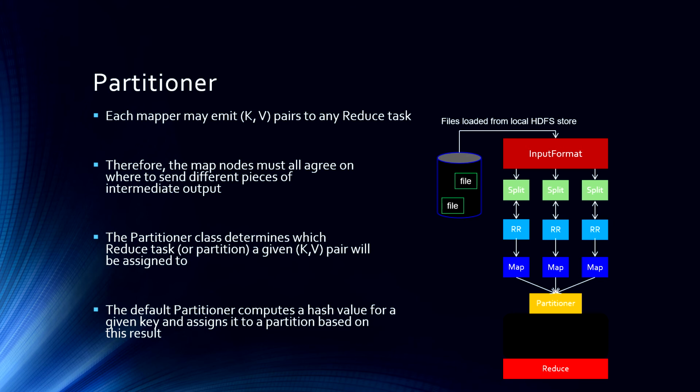Each mapper may emit key value pairs to any reduce task. After the map task, it comes to the partitioner. So firstly we are shuffling and then we are partitioning. Therefore the map nodes must all agree where to send different pieces of intermediate output. The partitioner class determines which reduce task or partition a given key value pair will be assigned to. This is the job of the partitioner class. The default partitioner computes a hash value for a given key and assigns it to a partition based on this result.